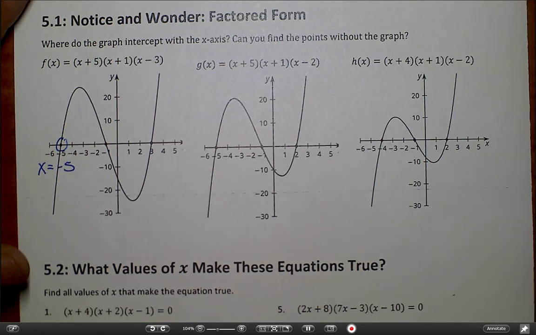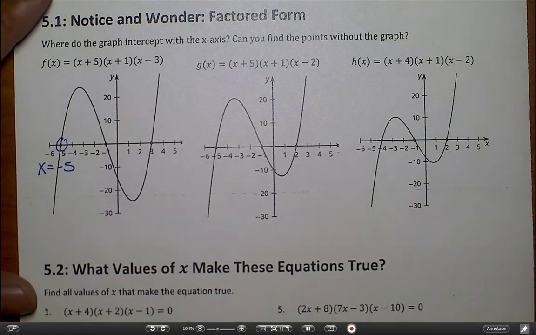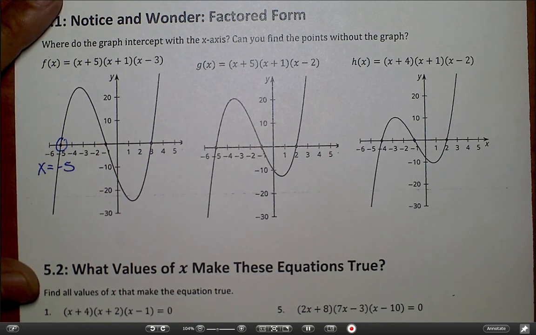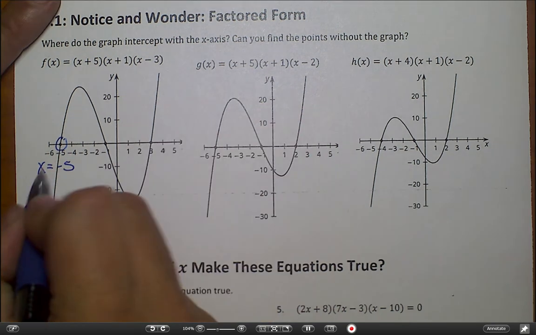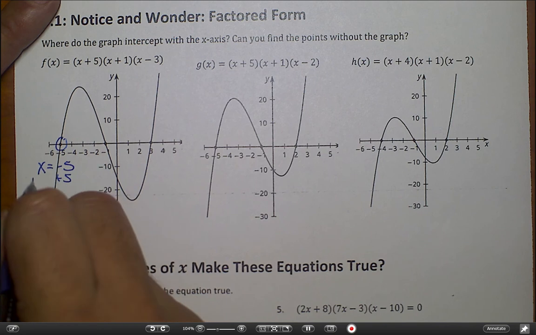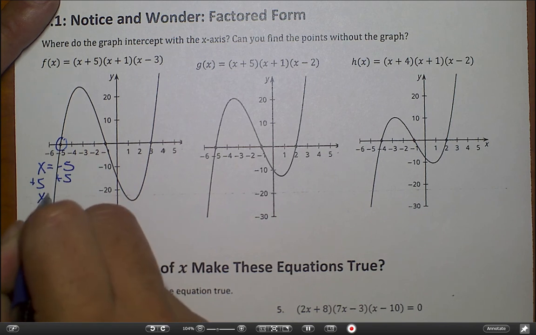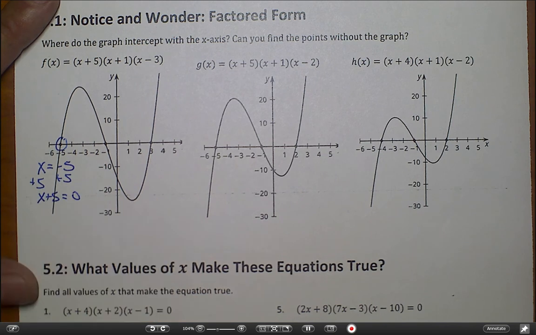What if I want it to equal 0? What would I do? How would I do that? Add 5, right? That's what I'm looking for. So I'm going to add 5 to both sides. So if I add 5, I get x plus 5 equals 0.